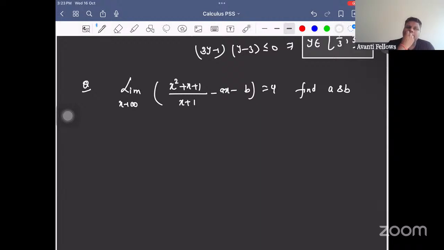Any idea? Values of a or b? Solve quickly. Whenever you see any question, just jump over it. Take it on your ego that I have to solve it. Keep on doing something in that.